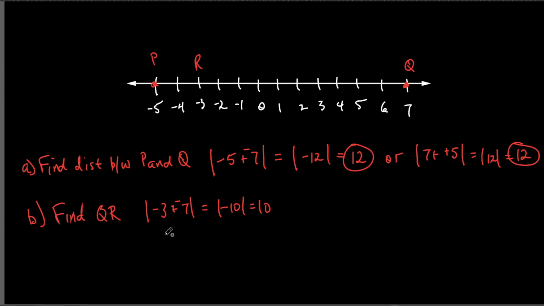You could have done it the other way. You could have gone 7 minus -3. It's the same exact thing. 7 minus -3, add the opposite. 7 plus 3 is 10. And your answer is 10. So either way you do it, you get the same answer. And that's it for absolute value. And we're good to go.